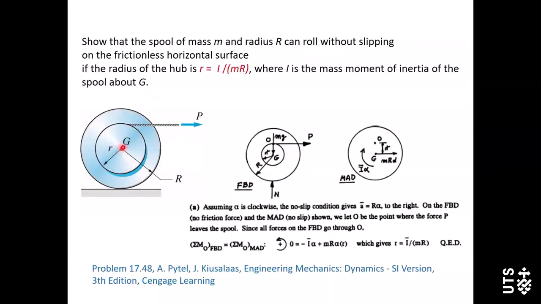If the distance R from the acting point of the external force P to the circle center point G is equal to I over mr, where I is the mass moment of inertia of this sprue about point G, M is its mass, and R is the radius of this sprue, then in this case this sprue can even roll without slipping on the frictionless horizontal surface. This is a very special case.